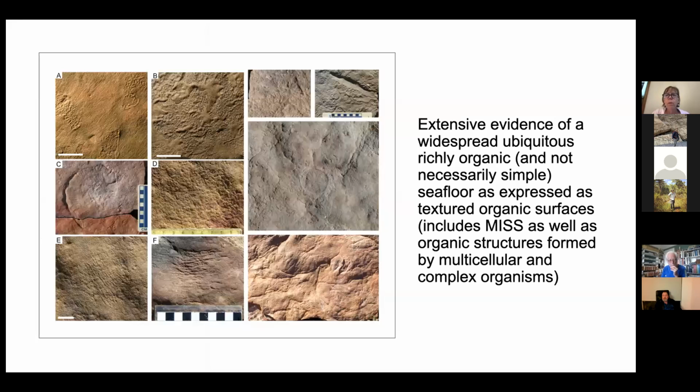These are some examples of some of these organic surfaces. Jim and I coined the term textured organic surface in 2009 as inclusive of MISS, microbially induced sedimentary structures, because so many of our surfaces were not just microbes, but were formed by multicellular complex organisms. Down in the lower right is a surface we call baggy, where it's clearly much more complex. So we use the term textured organic surface to be inclusive of MISS and other types of surfaces.